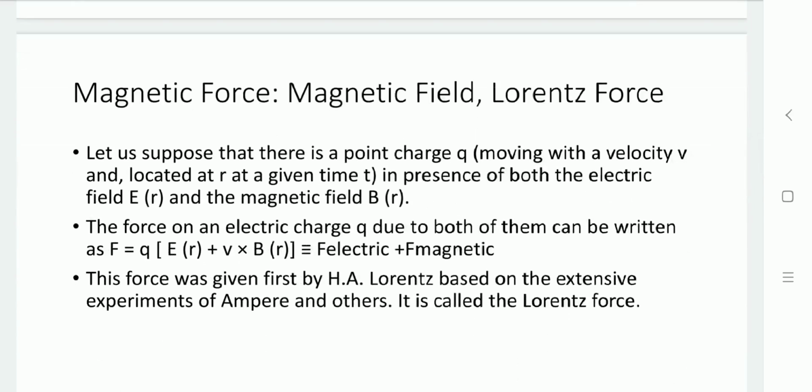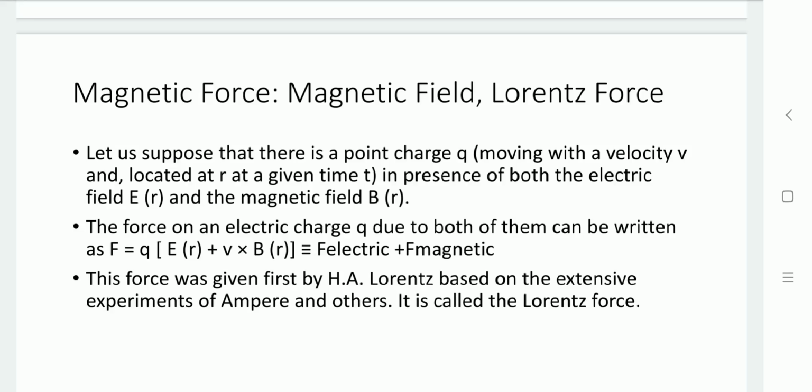So suppose that a charge Q is moving with a velocity v and located at distance r at a given time t in the presence of both electric field and magnetic field. I repeat, charge Q is moving with the velocity v at a distance r at the given time t.